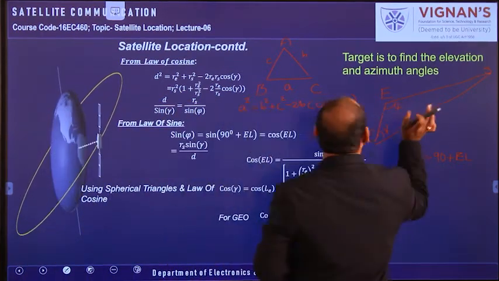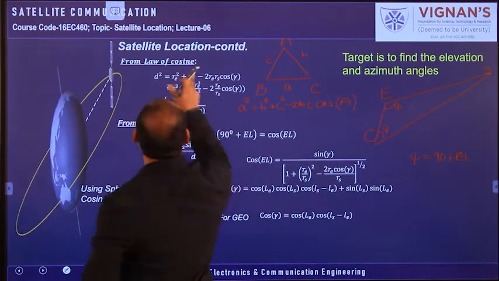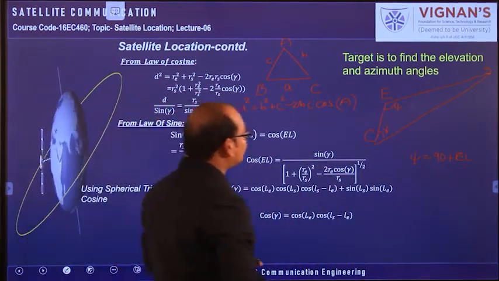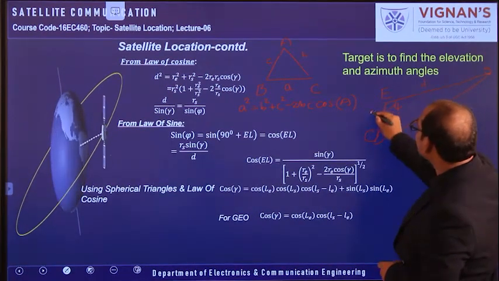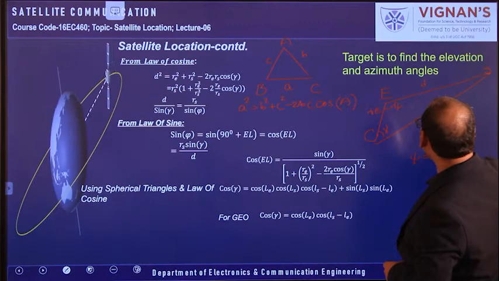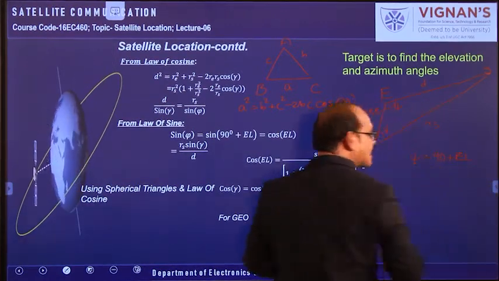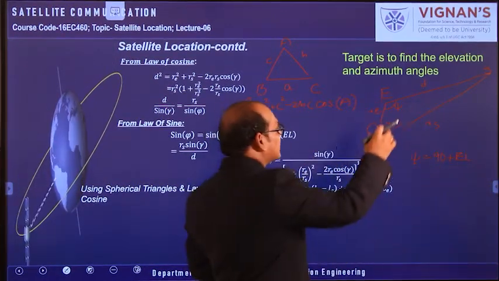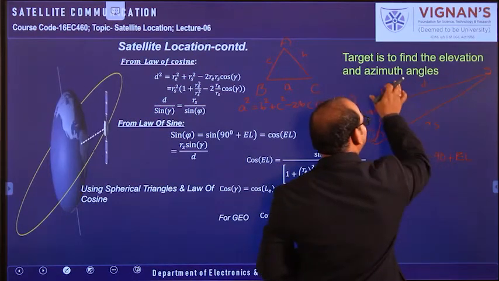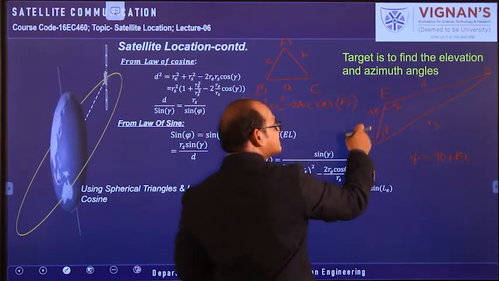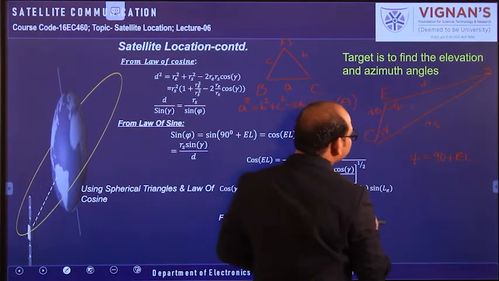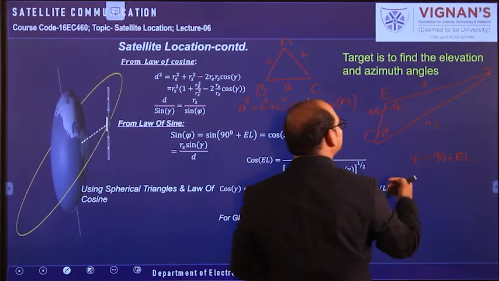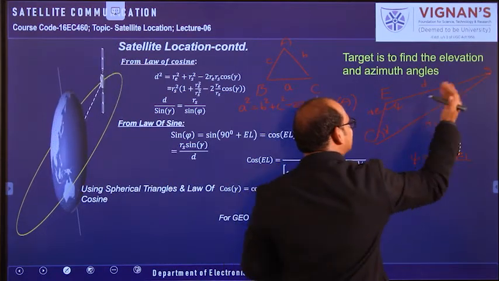For this triangle also we have written using this law of cosine only. The side we have taken is D. So this is D, this is RE and this is RS. As from the previous slides, D represents the distance between the earth station and the satellite, RE is the earth radius, that is between the earth center and the earth station, and RS is the distance between the center of the earth and the center of the satellite.